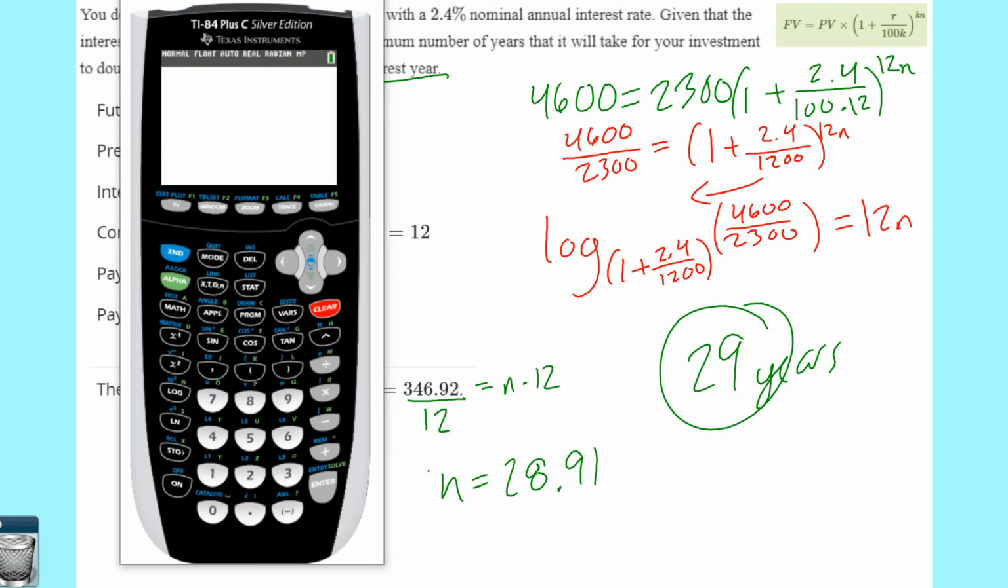Since you guys like it when I show you this stuff, I'm going to show you the log. So we want to change the base, so I'm going to go to math, and it's all the way down here, under A for me. We want to go to log base, hit enter. We can write in our base as 1 plus 2.4 divided by 1200. Just write it in as an expression. Calculator's smart, it'll figure it out. Then in my argument, I'm going to write 4600 divided by 2300, and hit enter. And I'm going to divide that answer by 12. I got the same exact thing. So you can do it with logs if you remember that way. Either way will work.